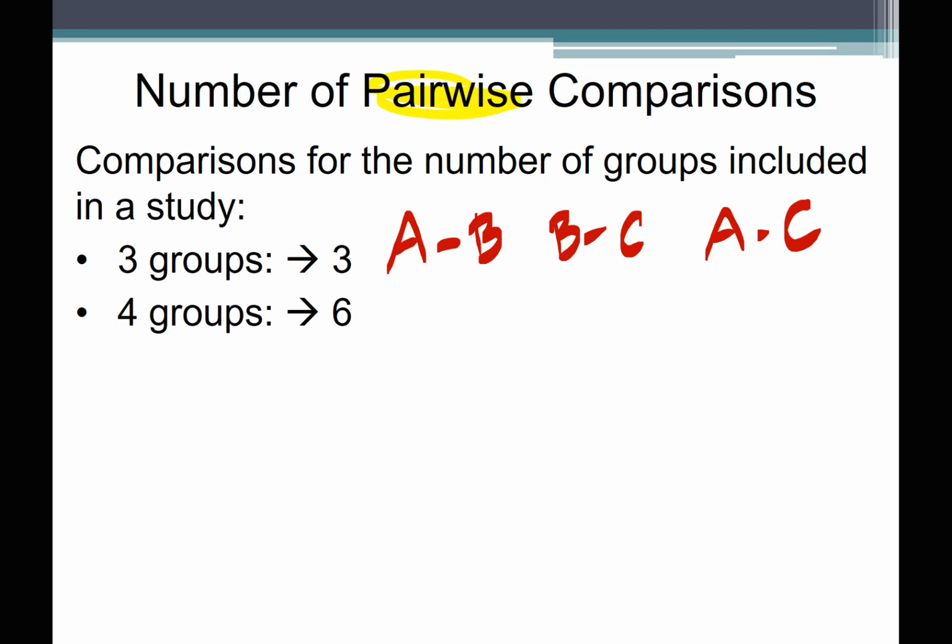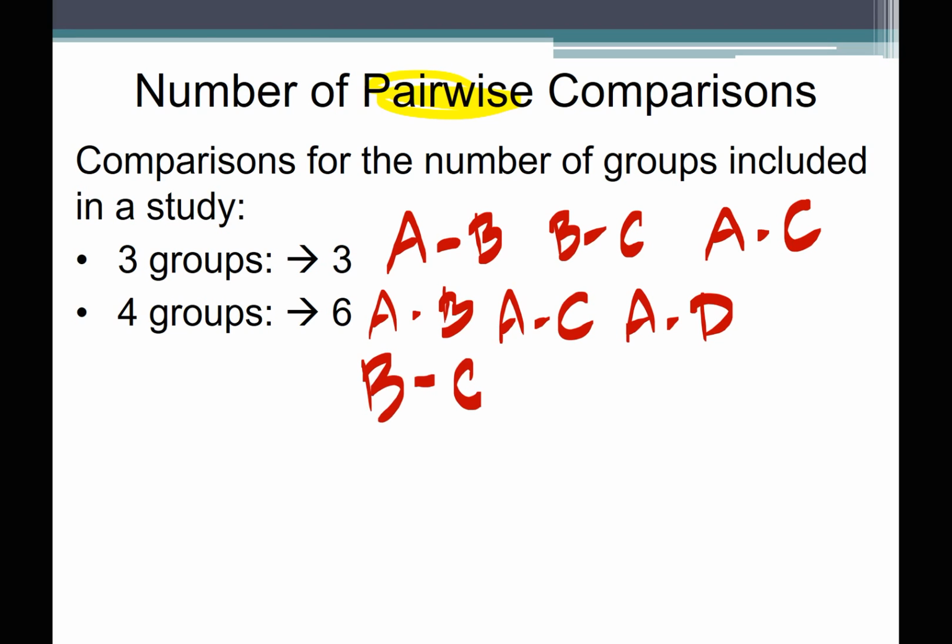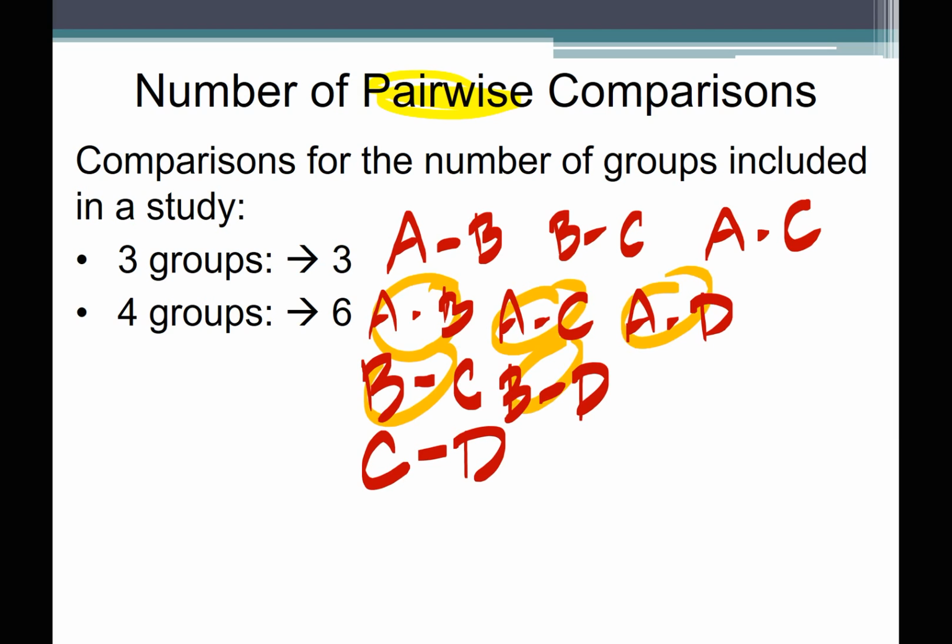If we have 4 groups, it gets a little messier. We have to do A to B, A to C, A to D. Then we don't do B to A because that's the same as A to B, but we have to do B to C and B to D. And then C, we don't need to do C to A because that's already here. We don't need to do C to B, that's already here. We do still need to do C to D. So now we're up to 1, 2, 3, 4, 5, 6 comparisons.